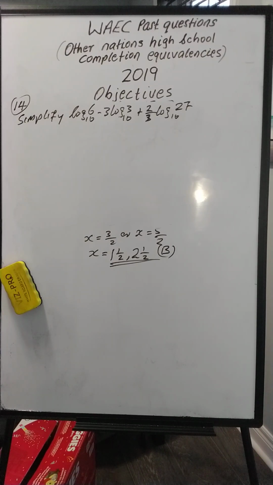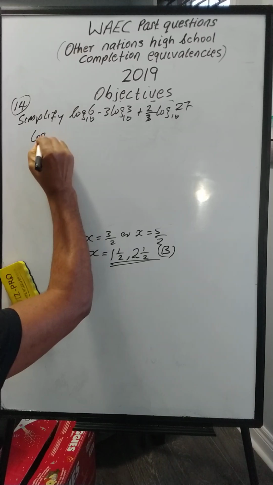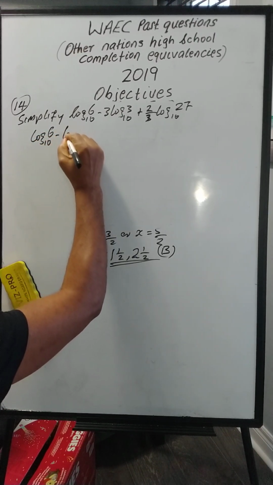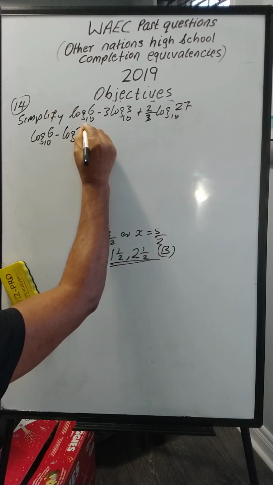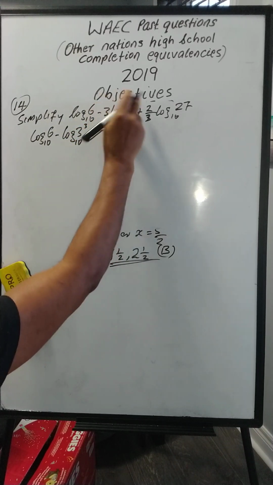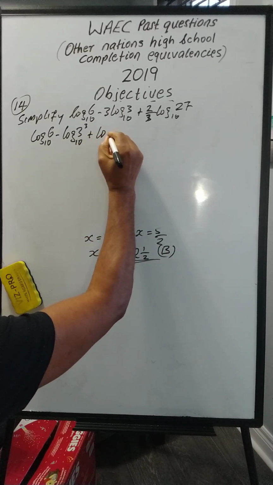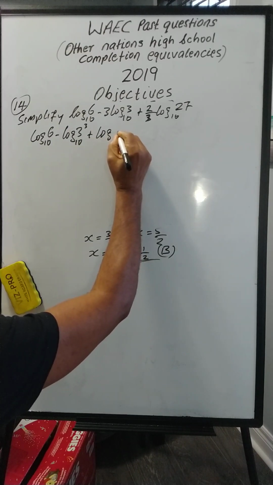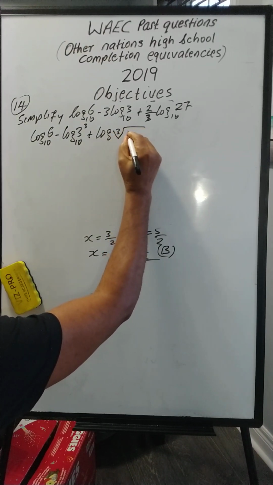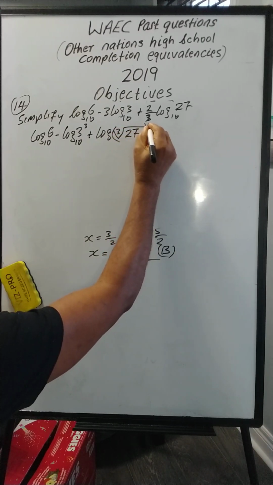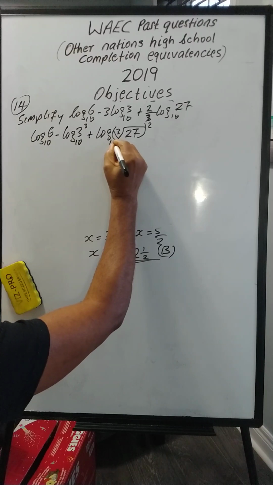We are expected to simplify this. What we do is to rewrite the necessary ones. We have log 6 base 10 minus log 3 raised to power 3 base 10 plus log the cube root of 27 raised to power 2. Remember, all base 10.